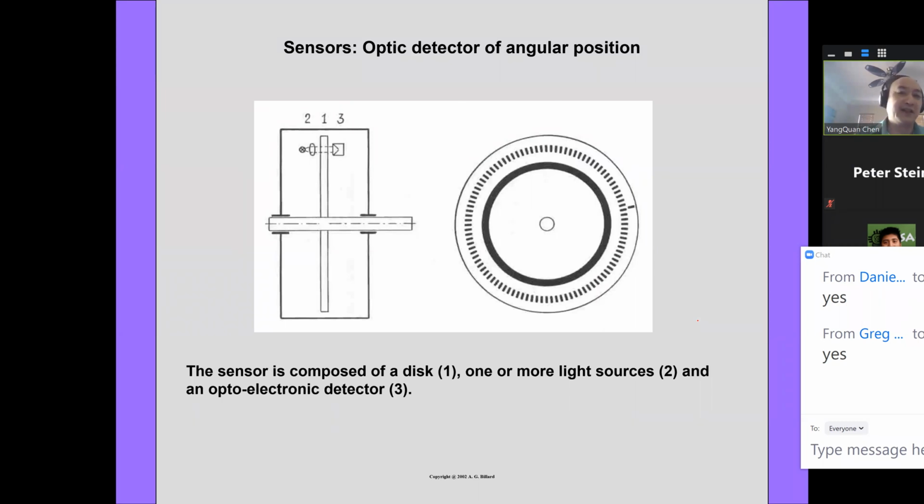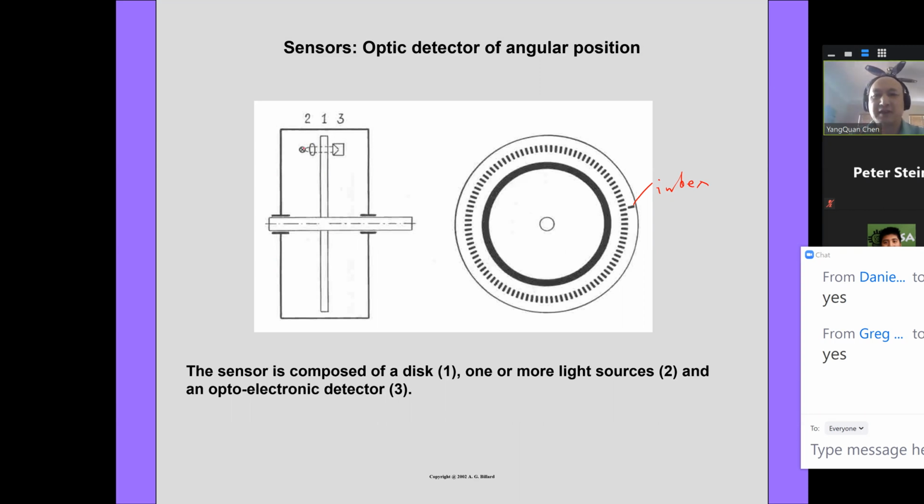So then this is an encoder. You have an index, which generates one pulse per revolution, okay? The others are just the windows. Then you have a light source and a receiver. Basically, this is a side look.